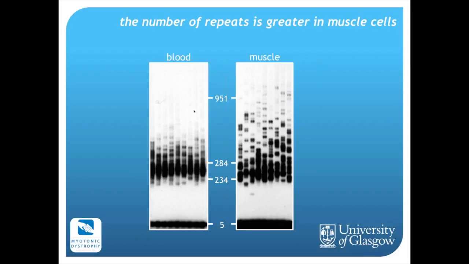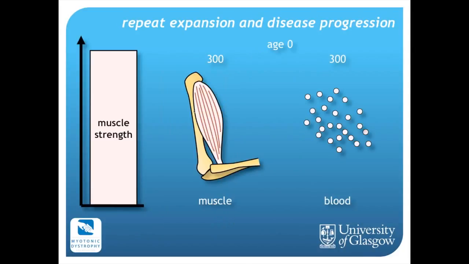So what we think is happening in patients is that an individual inherits a given number of repeats, and that's relatively stable during embryogenesis. So for instance, this individual here inherited 300 repeats from their parents, and at birth there'll maybe be 300 repeats in the muscle cells and 300 repeats in the blood cells. 300 repeats in the muscle cells might be associated with actually very good muscle strength, as illustrated on this graph over here, where the height of this graph illustrates good muscle strength.